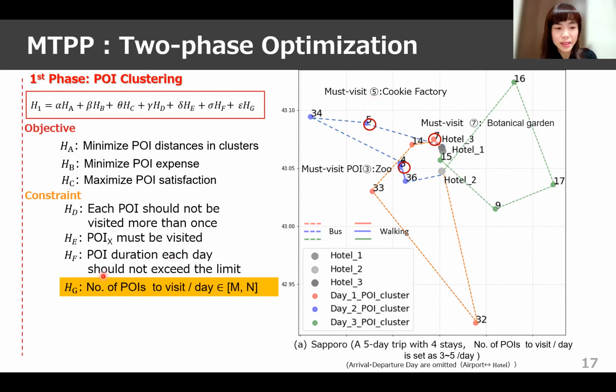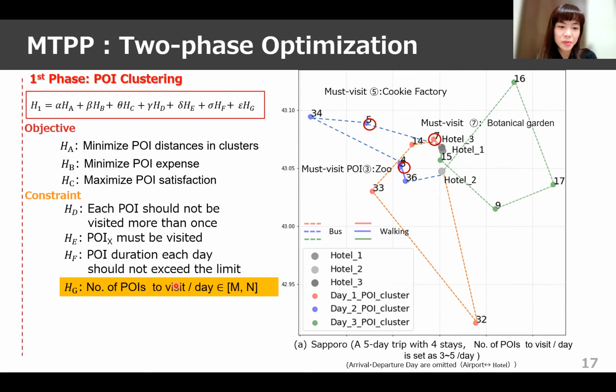So let's go back to the constraints here. For the next constraint, the duration of each day should not exceed the limit. This is kind of simple, so let's skip it. And the last constraint here is that the number of POIs tends to be flexible.